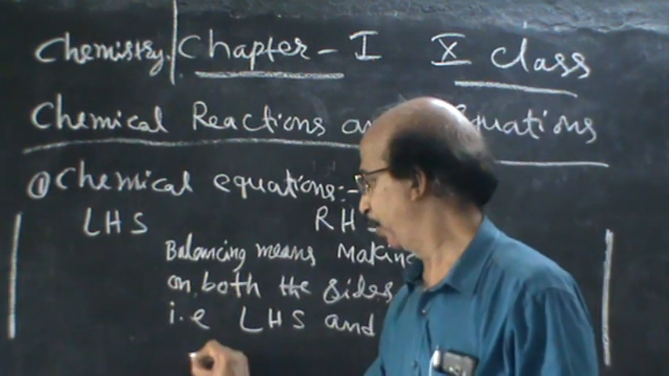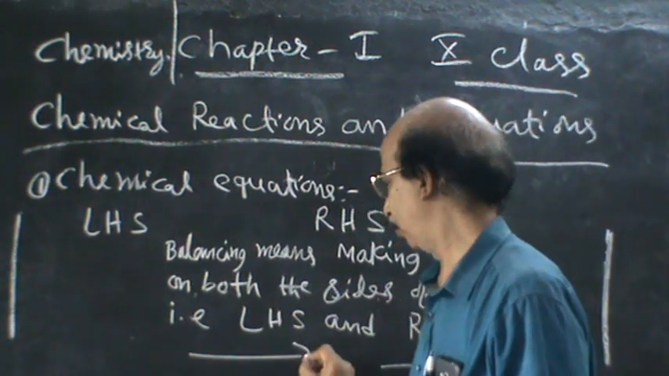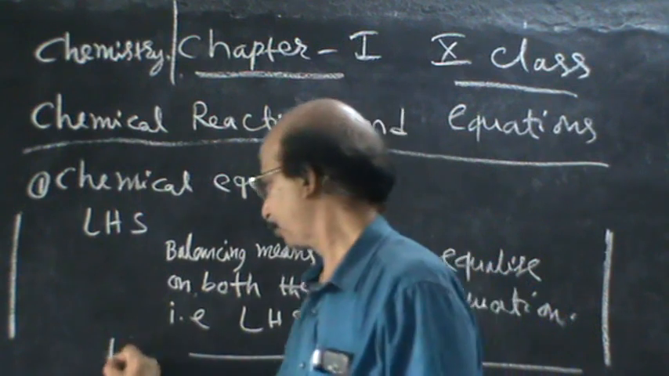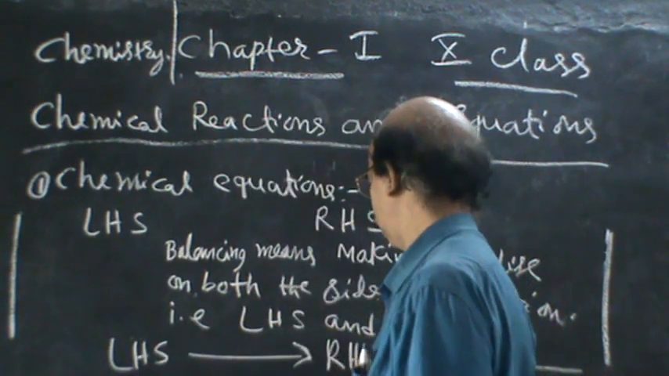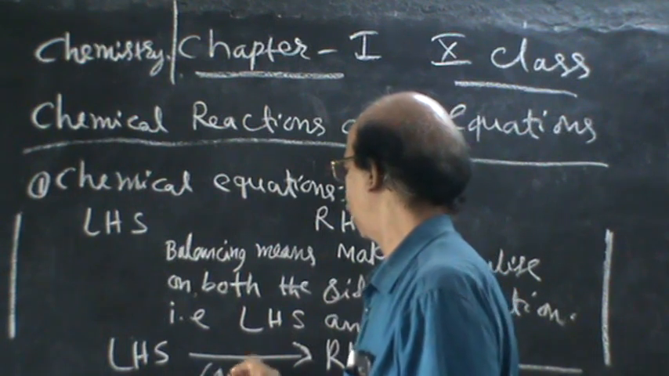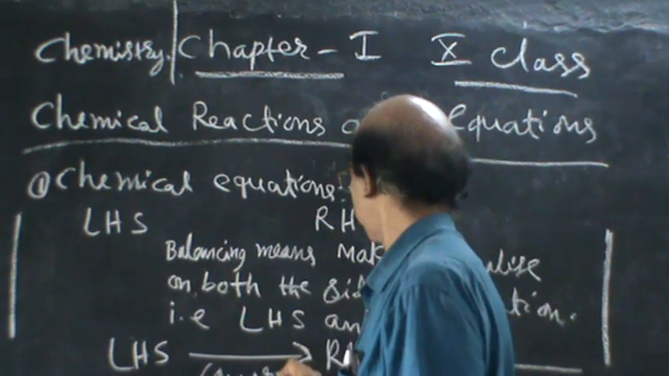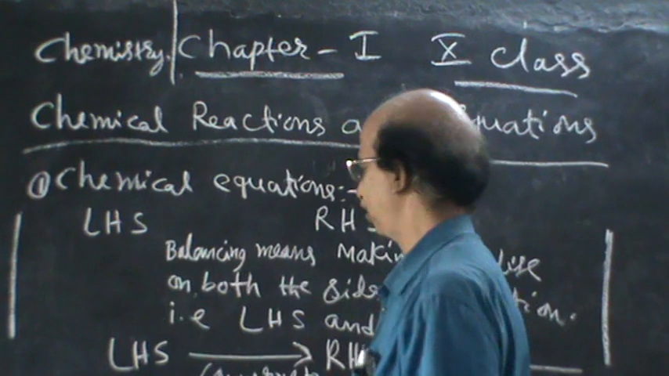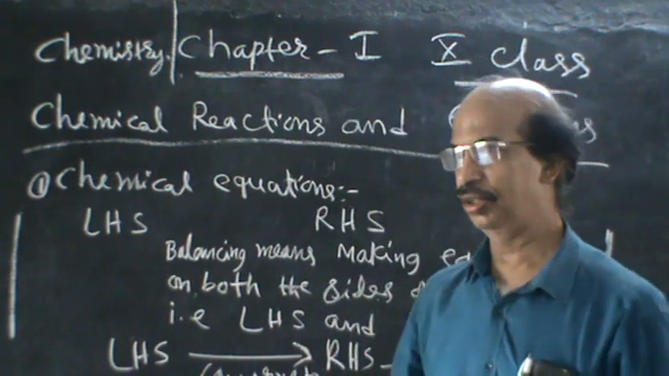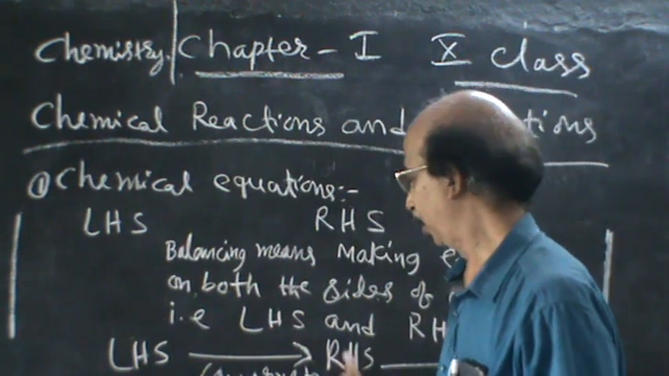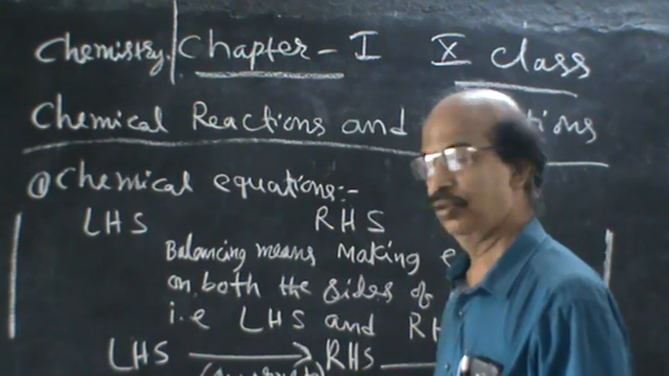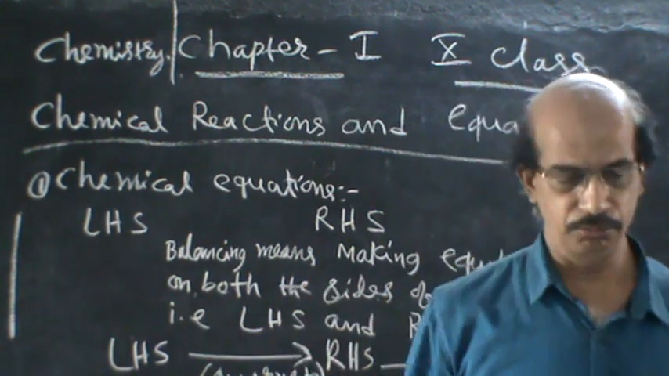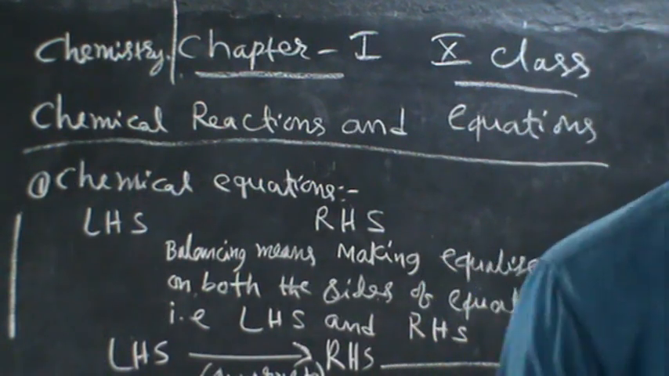So it is followed by an arrow. Left hand side gives rise to right hand side. This is called gives rise to. The left hand side should be followed by the right hand side. This arrow means gives rise to. So it should be equalized.